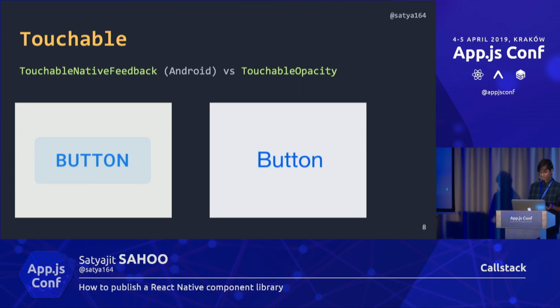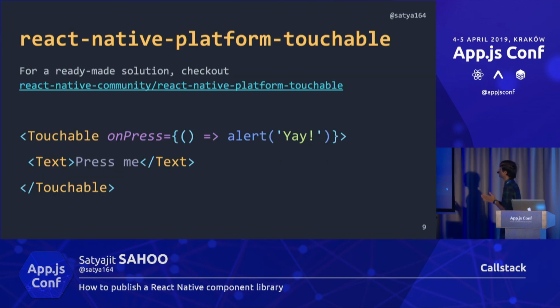So you can use this library, React Native Platform Touchable. It's made by our lauded savior, Brent Watney. It renders a touchable native feedback on supported Android versions and touchable opacity on all other versions, like web or iOS. In React Native Paper, we also have a custom touchable component, which renders a ripple effect on Android and a highlight effect on iOS. But we also have a separate component for web, where we render a ripple effect.